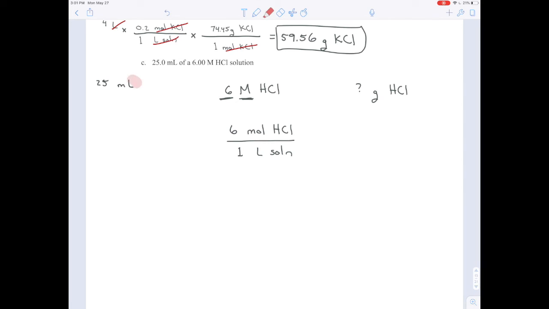Now we can look for connections. We'll see that milliliters and liters kind of connect. First we'd have to convert, and so you'd want to remember how milliliters relates to liters. There are 1,000 milliliters in every 1 liter. That's a conversion factor you would want to have memorized. So you could see how you could get from milliliters to liters using this first conversion factor. Liters of solution to moles of HCl using the second conversion factor. And then we just need to get from moles of HCl to grams of HCl. And we can do that by finding out the molar mass.